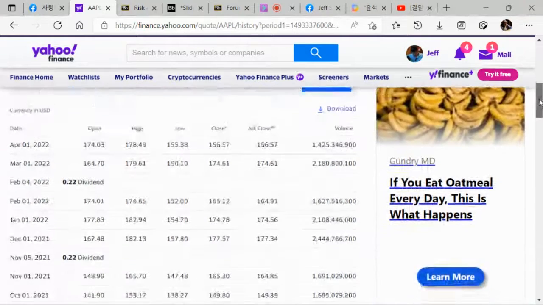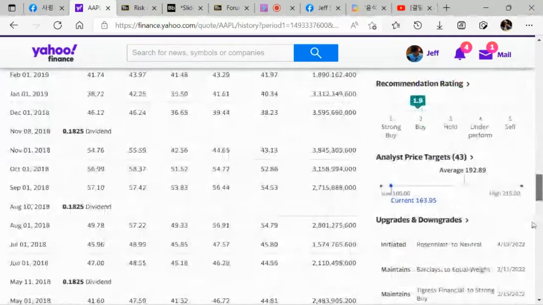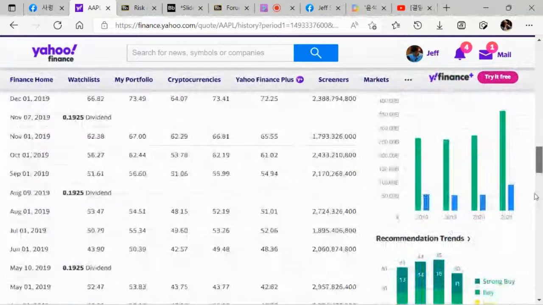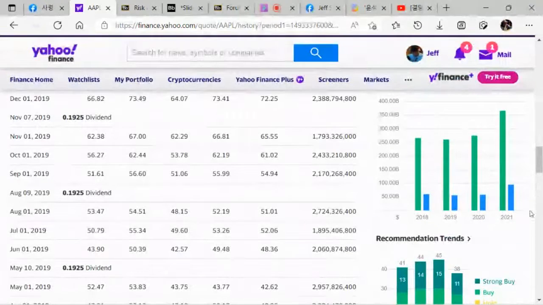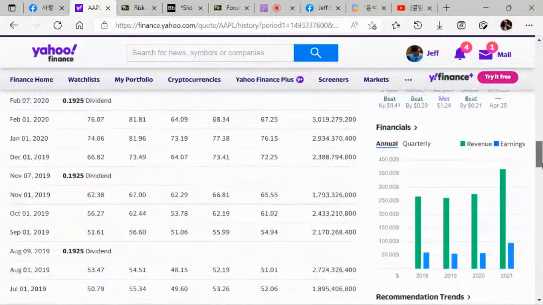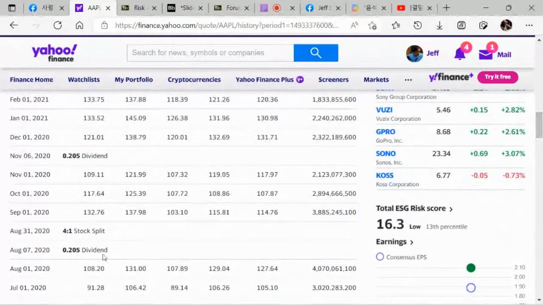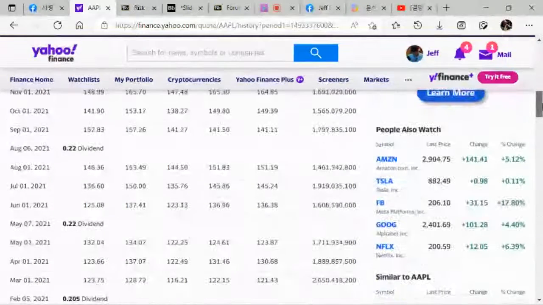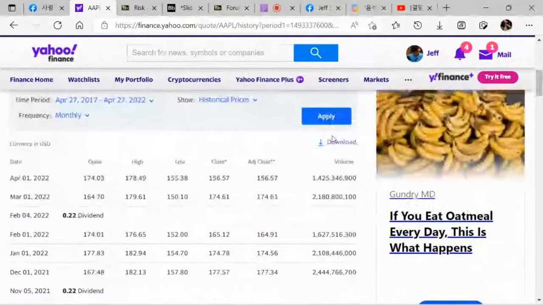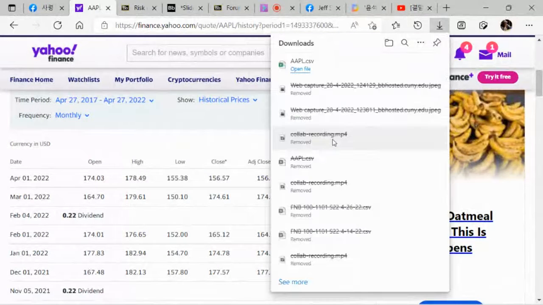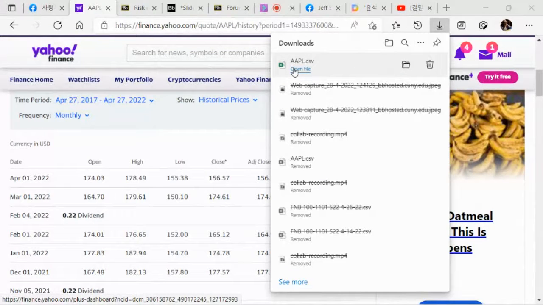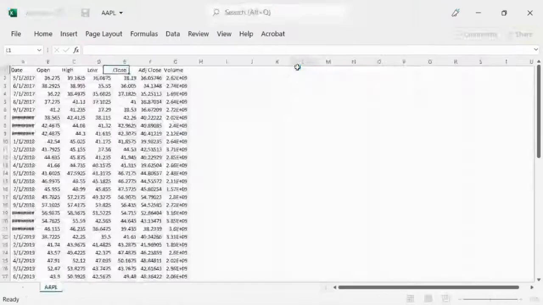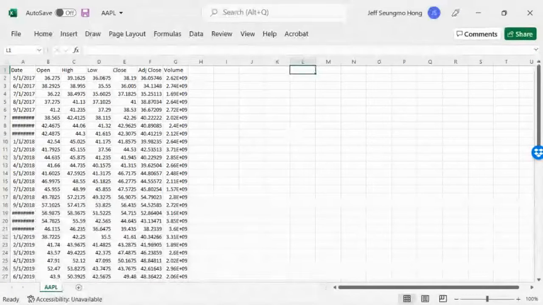Now, you can also see 2020. Oh, they don't show. Okay, split. Yeah, there was a split here, August 31st, 4-to-1 split. Now, we need to download this data, so click download. Okay, and open file. It's in your download folder.